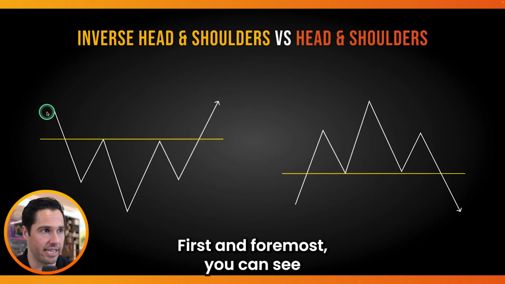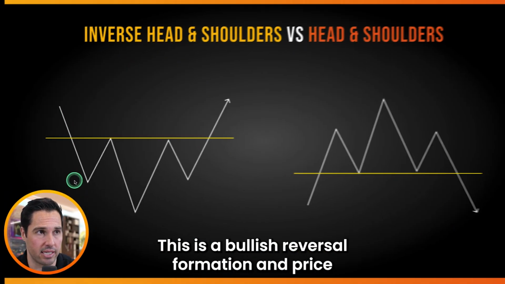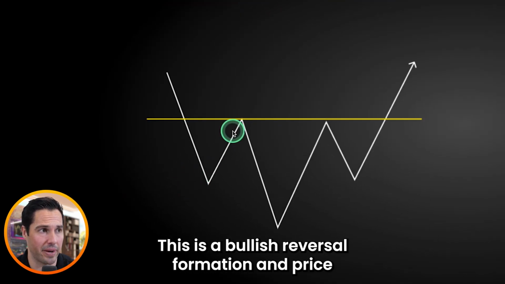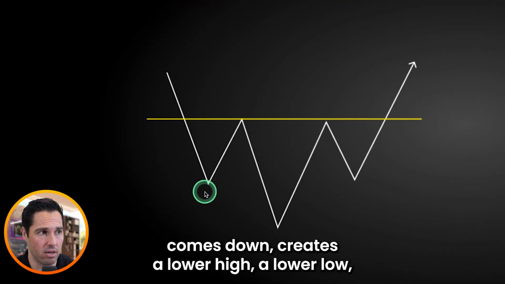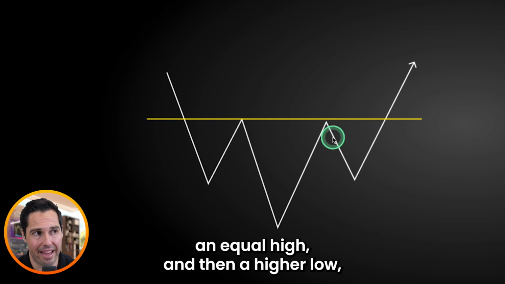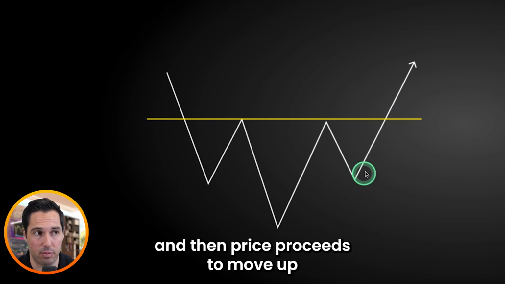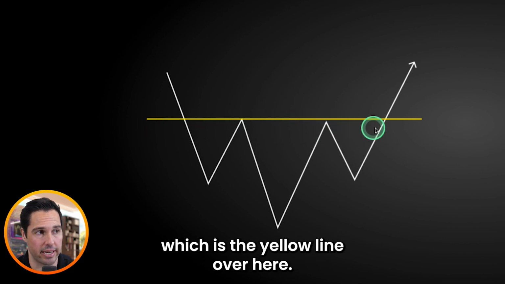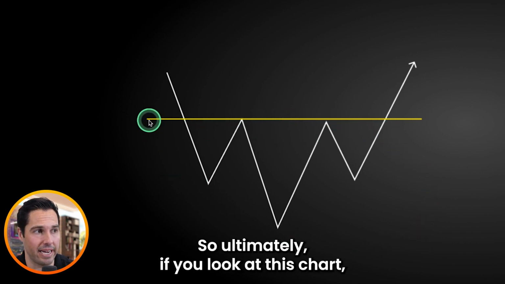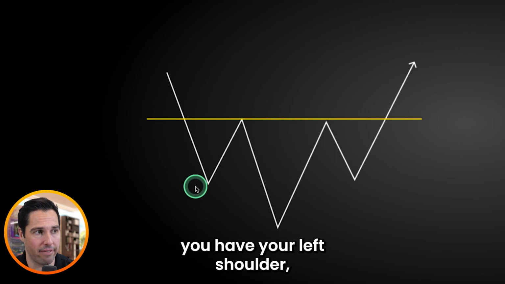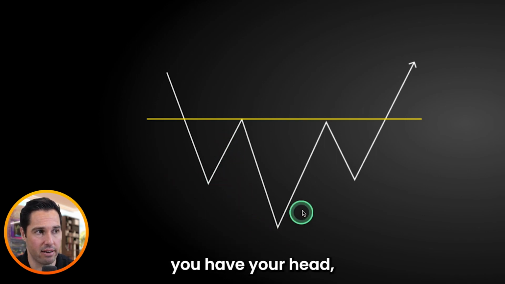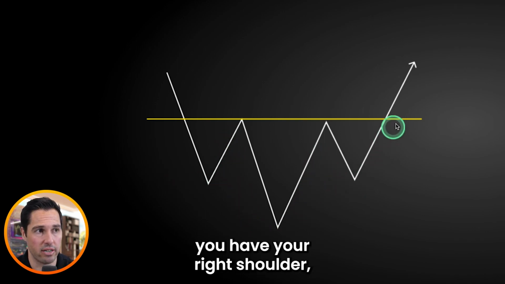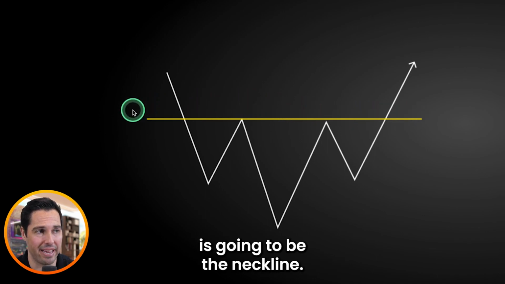First and foremost, you can see the inverse head and shoulders. This is a bullish reversal formation, and price comes down, creates a lower high, a lower low, an equal high, and then a high low. And then price proceeds to move up and break through what we call the neckline, which is the yellow line over here. So ultimately, if you look at this chart, you have your left shoulder, you have your head, you have your right shoulder, and then the yellow line is going to be the neckline.